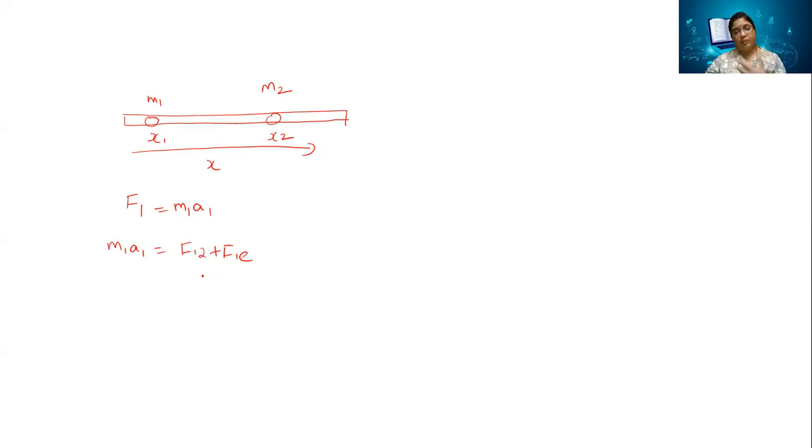You would have learned about a free body diagram in your school. When there is an object, there are various external forces, let us say like gravitational force, acting on the object. Those comprise the external force. So m1a1 is equal to F12 plus F1e. Similarly, for particle 2, I can write m2a2 is equal to F21 plus F2e. Am I right? So the total force acting on the body can be given as m1a1 plus m2a2 equal to F12 plus F1e plus F21 plus F2e.